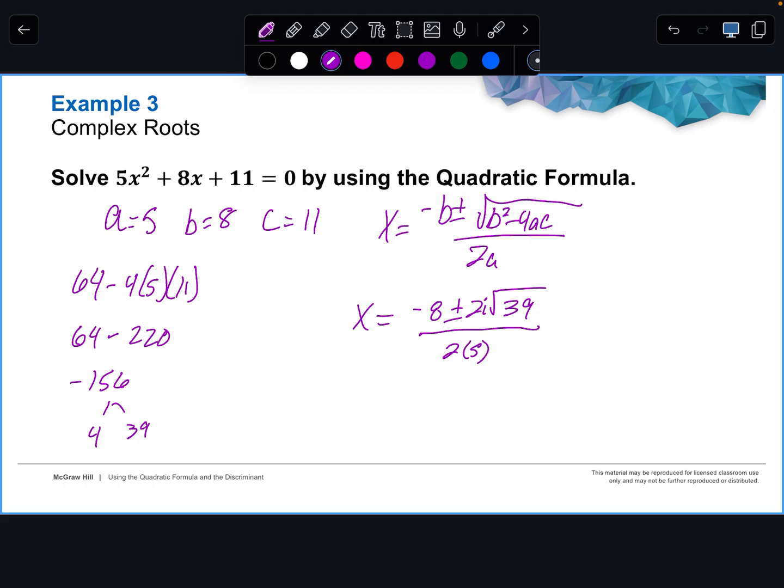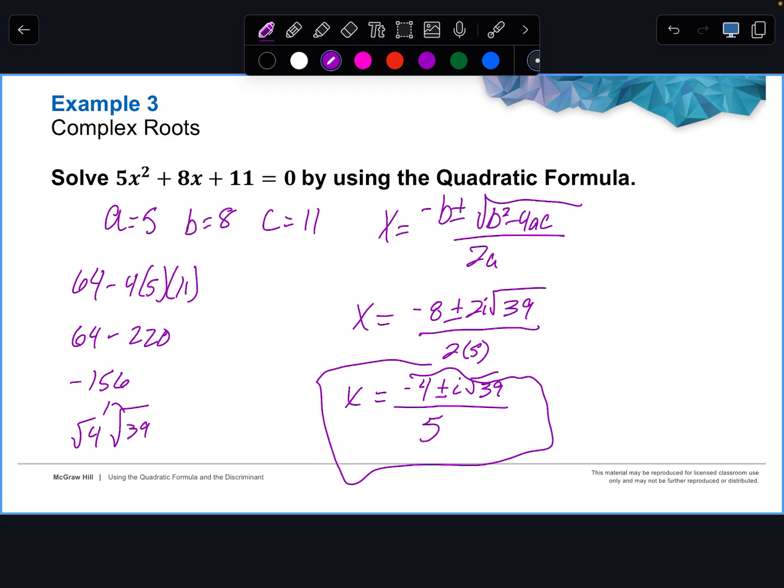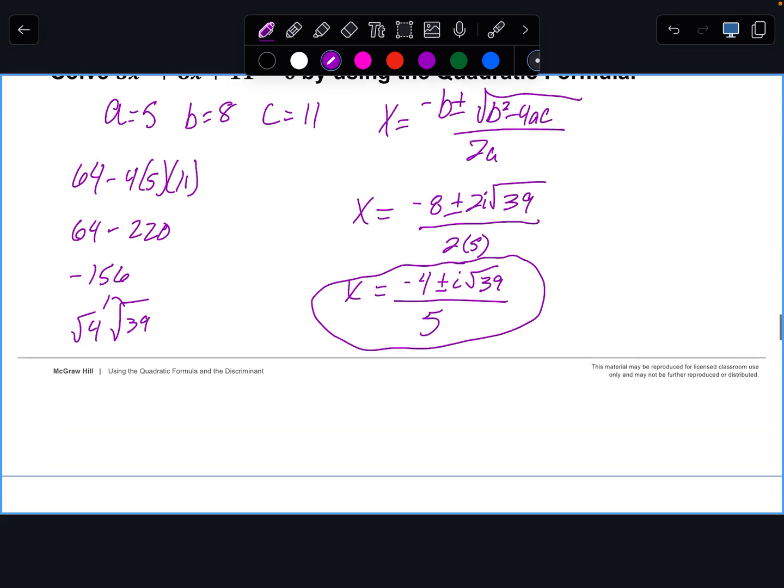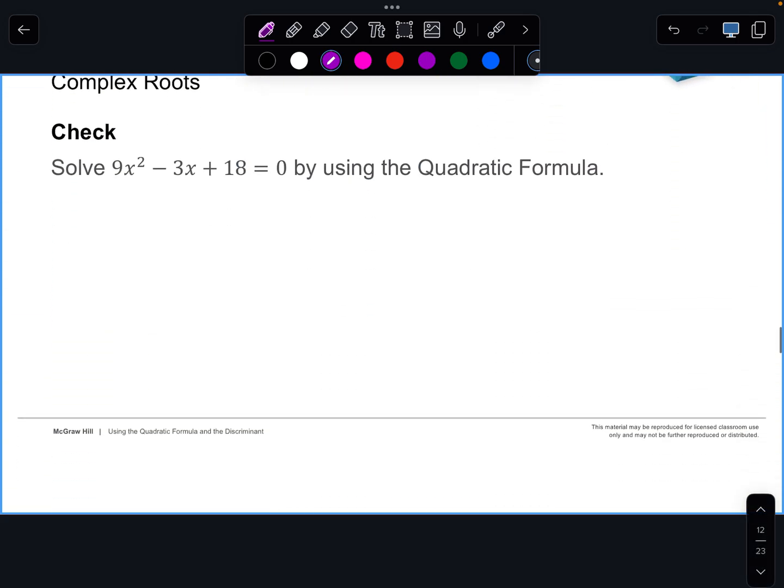Did we get 2 because of the square root of 4? So let's see, I can divide everything by 2. So negative 4 plus or minus i square root 39 divided by 5. Oh, yikes. Questions? Do this one on your own, please.